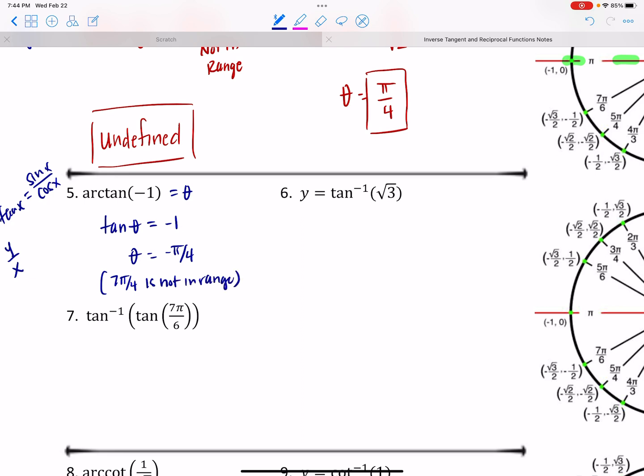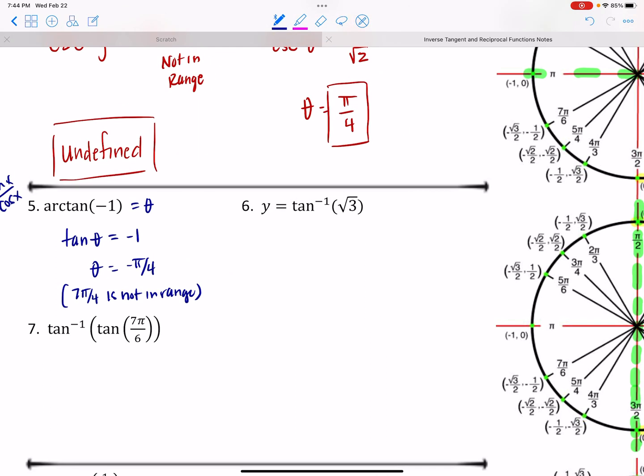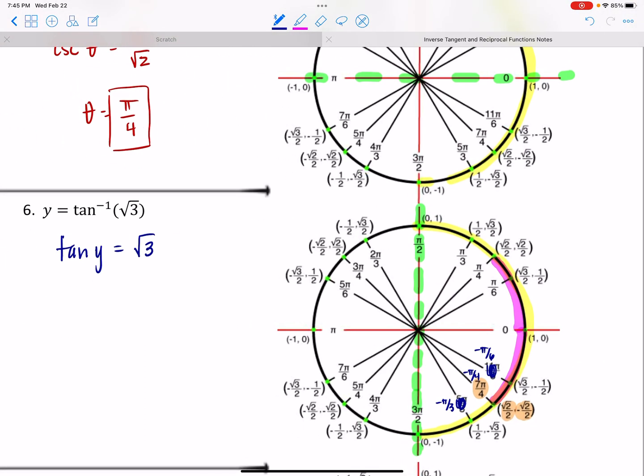Okay, let's try the next one. Next one, we're looking for the inverse tangent of radical 3. So we're looking for an angle such that the tangent of that angle, which is called y here, is equal to radical 3. So how are we going to end up with a radical 3 for our ratio? You have to remember, we're in this range, right?